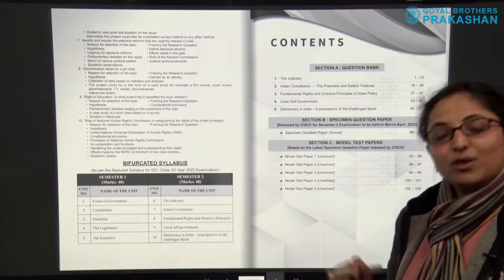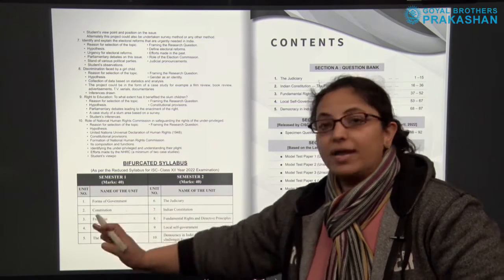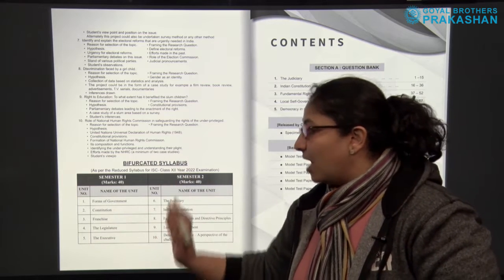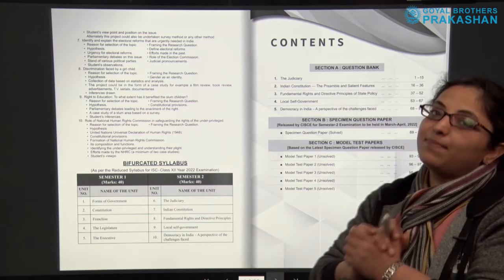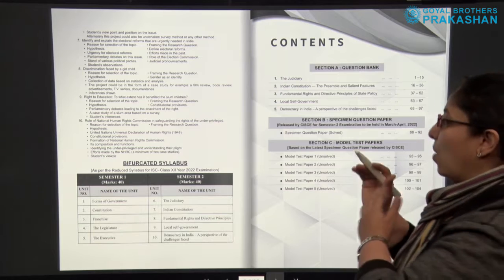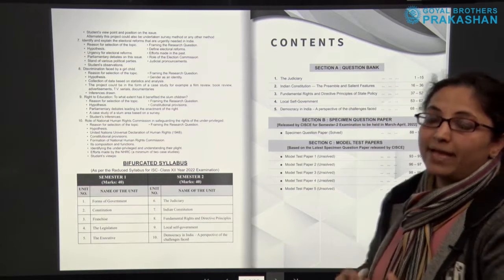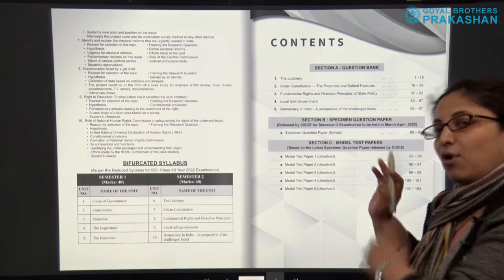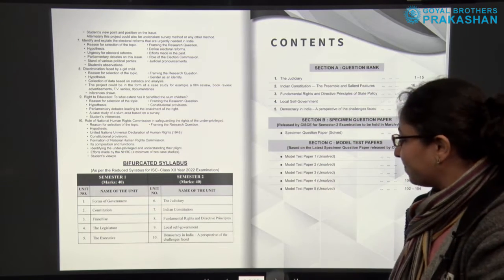Now, after the reduced syllabus, we have the bifurcated syllabus. This is for semester 1 and semester 2. The names of the units are mentioned here. The marks for each unit are 40 each. Right? So after the syllabus and the bifurcated syllabus, we come to the contents section. Now, this book is divided into three different sections. Section A, the question bank. Section B, specimen question paper. And section C, model test papers. Now, let us go through each section individually.